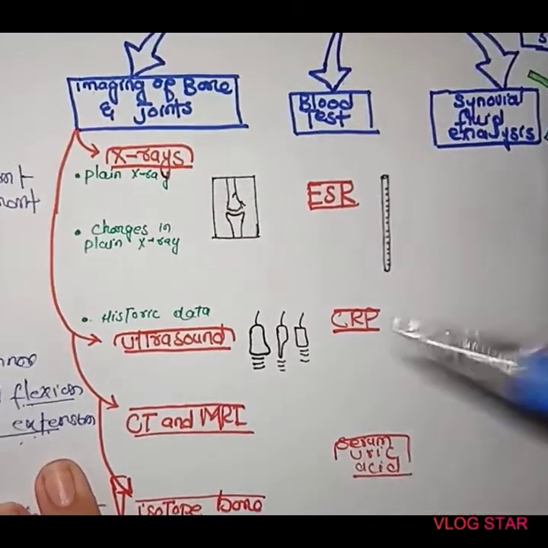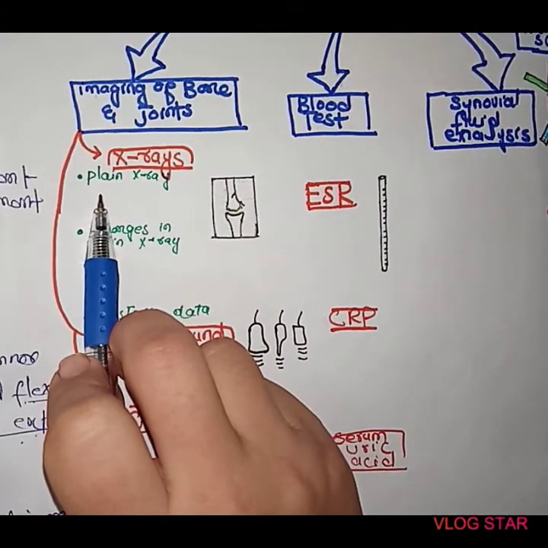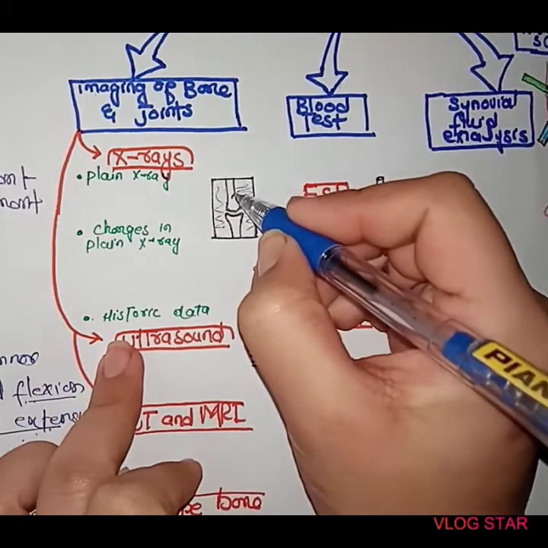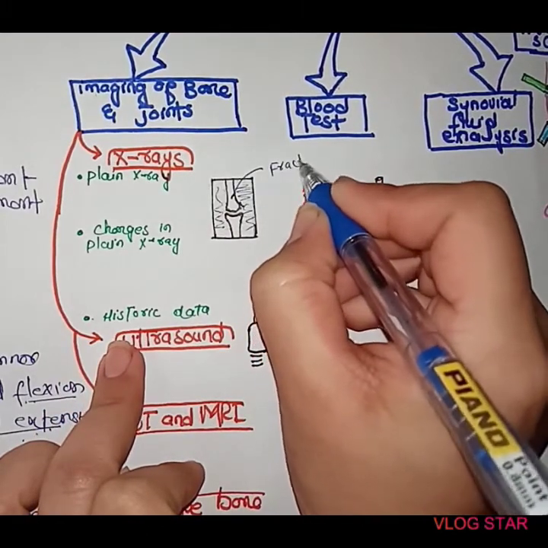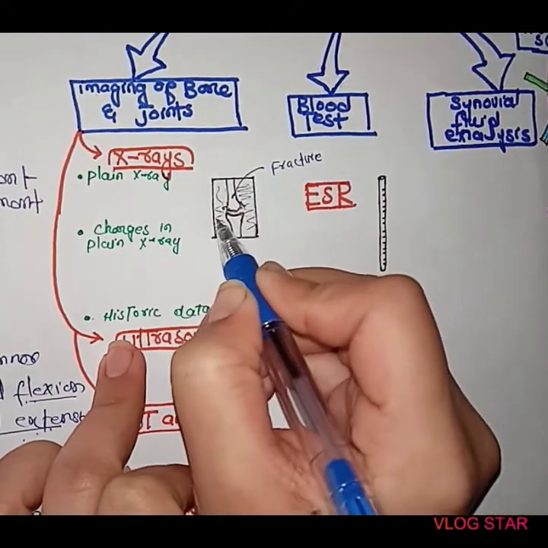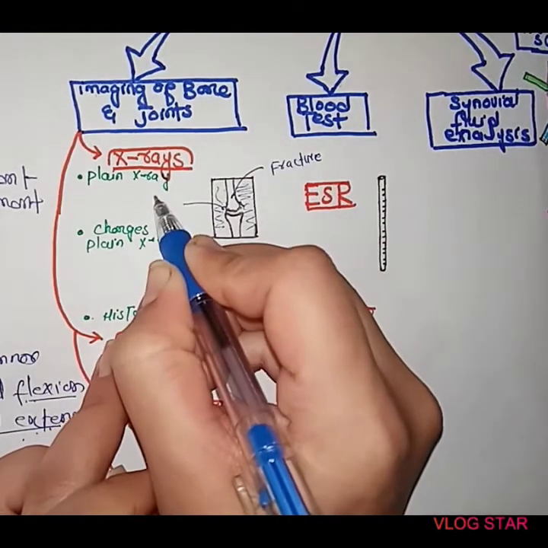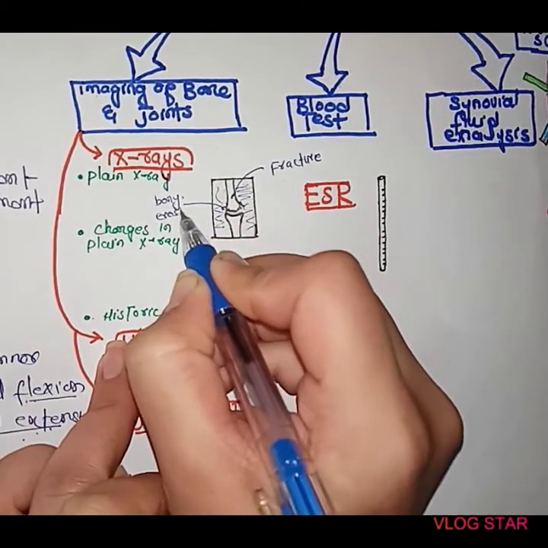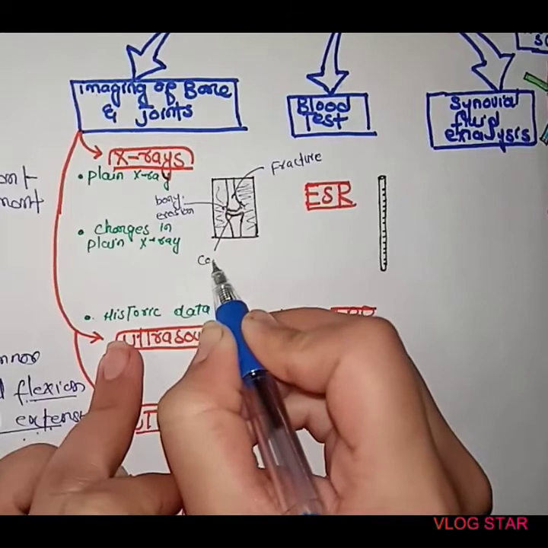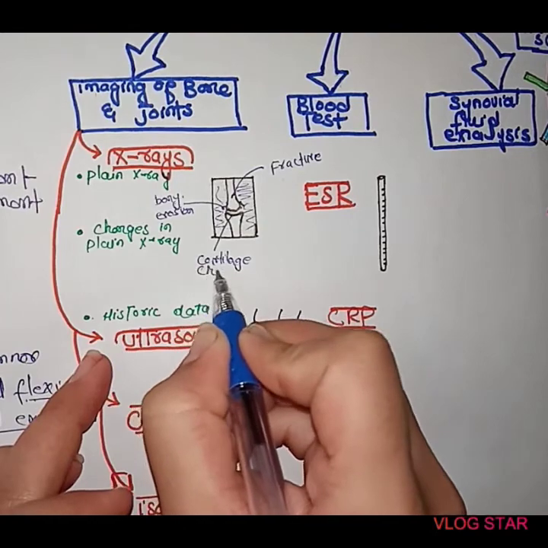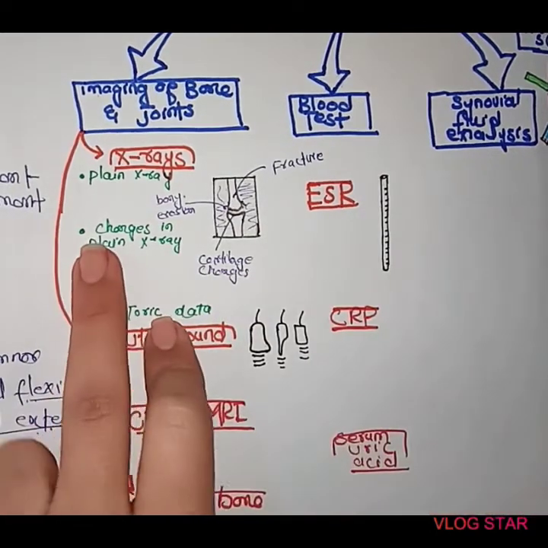In the plain x-ray, we can see the changes in the musculoskeletal system. This is the plain x-ray. If there is a fracture, you can see it through the plain x-ray. If there is bony erosion or osteophyte formation, you can see it through x-ray. If there is cartilage destruction or cartilage changes, you can see them through plain x-ray.